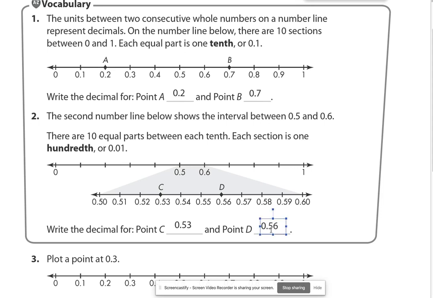And point D, 0.56. What's another way of saying 0.56? It's 56 hundredths. Okay, so this was a quick review, but please let me know if you have any other questions.